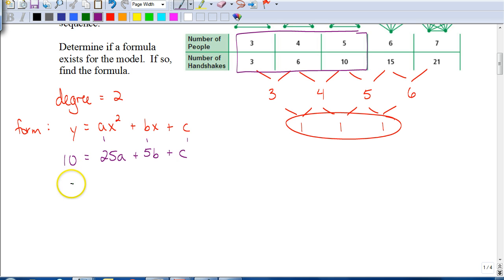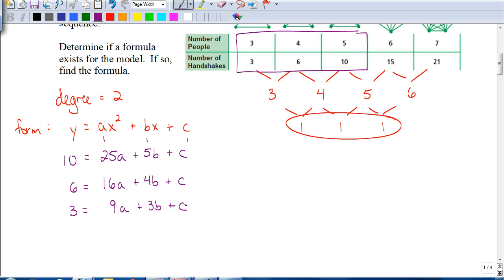Then I get 6 as my answer for y when we put 4 in for x. So I'm going to put 4 in for x here, so 4 squared is 16, so it'll be 16a. Put 4 in for x here, so that'll be 4b plus c. And I get 3 as my answer when my value for x is 3. So I'm going to put 3 in for x, so 3 squared is 9, so it'll be 9a, plus 3b plus c. So that's just getting it all set up.